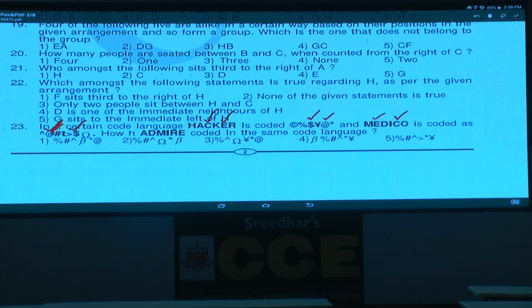Then how is admire coded in the given code language? The code for A is the second one, that is percentage. D is the third element, hash. M is the first one. I is the fourth element. So A, D, M, I, and next R, E, which are star and at the rate of. Where is the choice here? Percentage, hash, and so on.